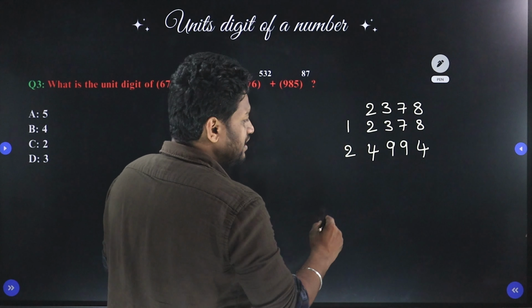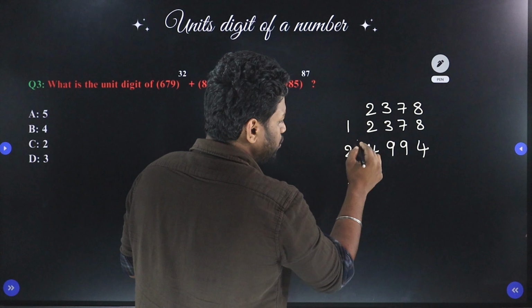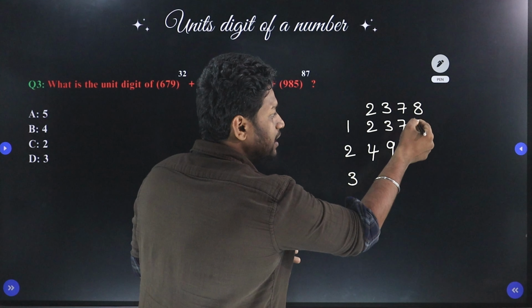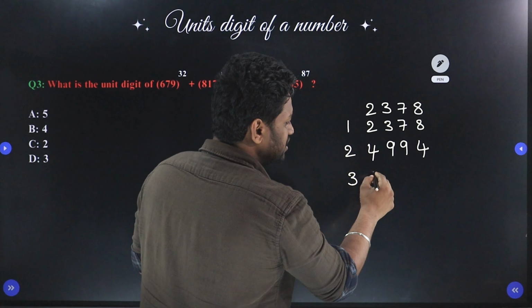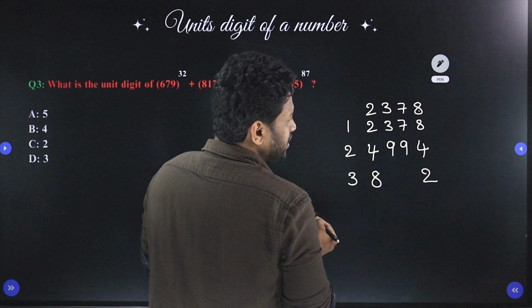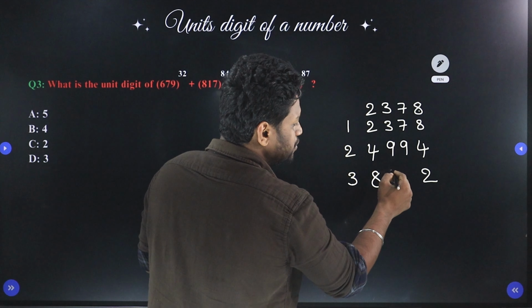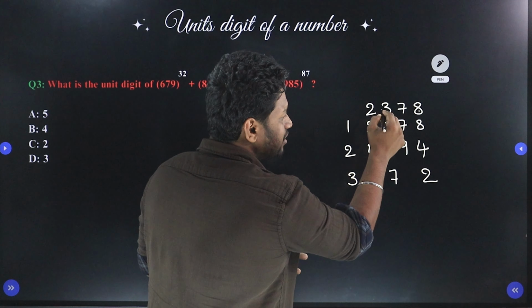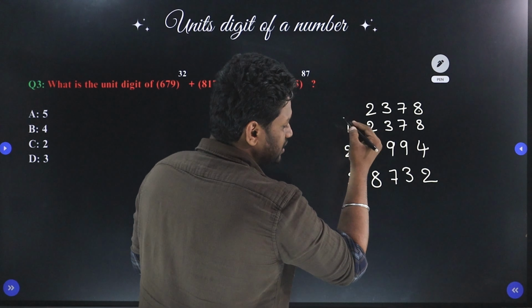Understood? In the same way, if my remainder is 3, then for 2 I will take the opposite number, which is 8. For 8 I will take the opposite number 2. In the same way, for 3 I will take the opposite number 7. For 7 I will take the opposite number 3.